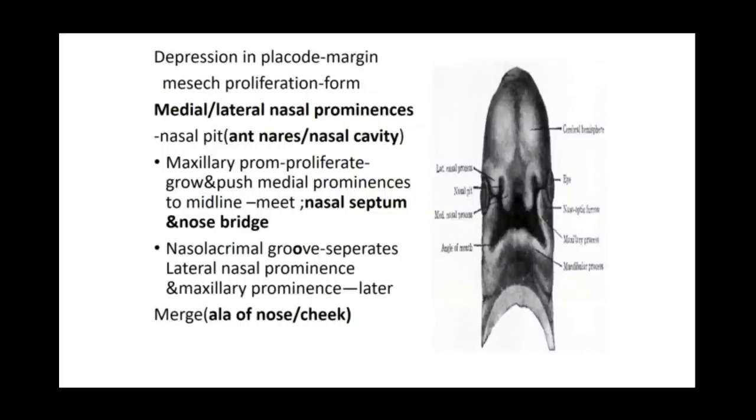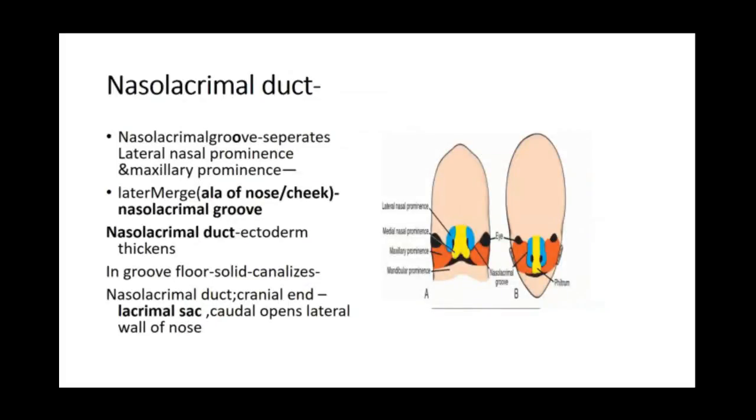So you see that between the maxillary and the lateral nasal is the groove, which is called the nasolacrimal groove. This merges, and then deep down it's going to form your nasolacrimal duct. This duct is going to open at one end because of the fusion between the lateral nasal and the maxillary. At one end it is opening into the eye as a nasolacrimal sac, and below into the lateral wall of the nose. This becomes your nasolacrimal duct.